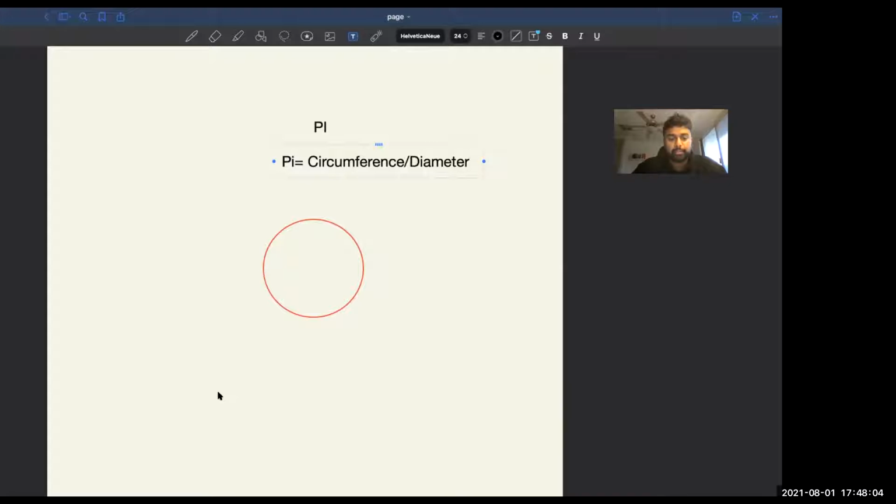Pi is equal to the circumference divided by the diameter. The ancient Egyptians, I think, were the ones who found it. Famous ancient mathematicians like Pythagoras, Socrates and Plato took a string and went around a circle and drew a line.